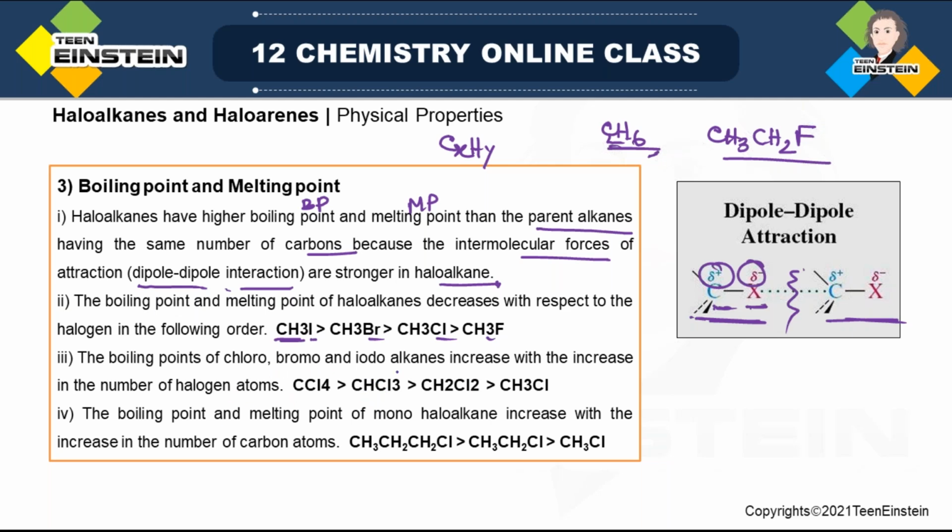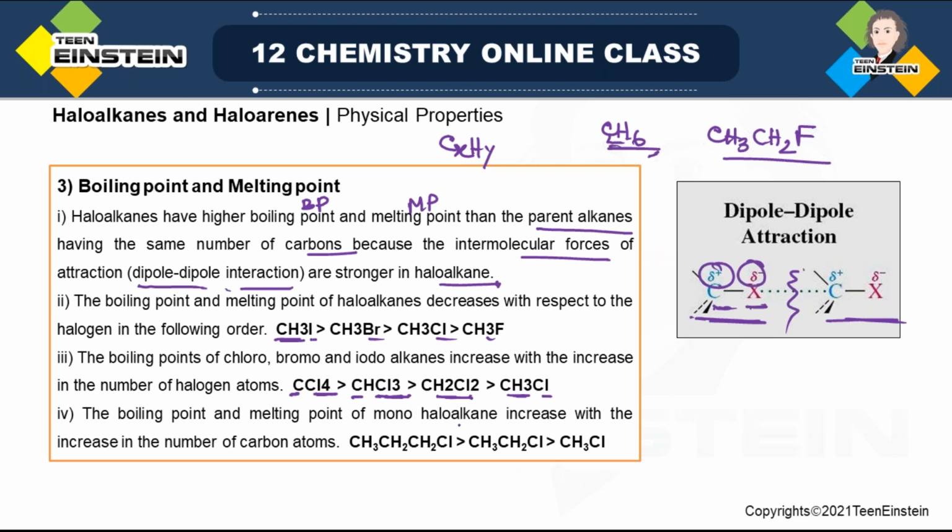The boiling point of chloro, bromo, iodo alkanes increases with an increase in the number of halogens. Now keeping the same halogen and the same number of carbons, you are just changing the number of halogens. Here you have 4 chlorine and 0 hydrogen, then 3 chlorine and 1 hydrogen, 2 chlorine and 2 hydrogen, and so on. So this is the order. Here also the same reason: when molar mass is high, van der Waals interaction is high. As a result, BP and MP will be high.